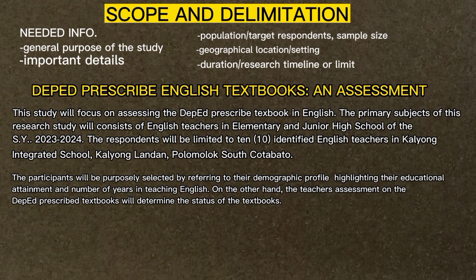2023-2024. The respondents will be limited to 10 identified English teachers in Kalyong Integrated School, Kalyong Landan, Pulumulok, South Cotabato. The participants will be purposely selected by referring to their demographic profile, highlighting their educational attainment and number of years in teaching English. On the other hand, the teacher's assessment on the DepEd prescribed textbooks will determine the status of the textbooks.